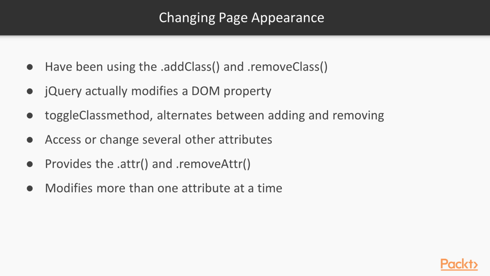We may need to access or change several other attributes or properties from time to time. For manipulating attributes such as ID, rel, and href, jQuery provides the .attr and .removeAttr methods. These methods make changing an attribute a simple matter. In addition, jQuery lets us modify more than one attribute at a time, similar to the way we worked with multiple CSS properties using the .css method.